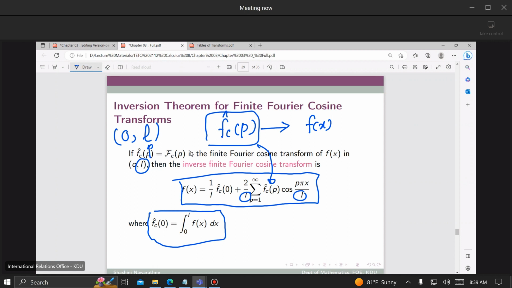Actually in the exam, when we are discussing the example, you will get the idea. So if you are asked to find the inverse of the finite Fourier cosine transform, then you will be provided this information as well as this information in the question. If it is not provided, then to evaluate this value, you need the function f of x. If you know the function f of x, what is the reason for using this formula?